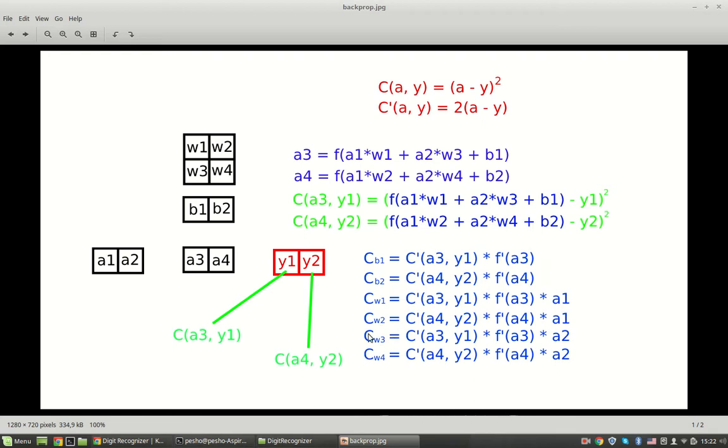Take a look at W3 now. Okay, W3 is right here. Outermost layer, cost function. Next layer, sigmoid function at A3. And then the coefficient in front of W3, which is A2. So that's the partial derivative with respect to W3. And now W4, once again, first we have the cost function with A4 and Y2 as arguments. Then we have the sigmoid function at A4. And then we have the coefficient in front of W4, which is A2. So that's pretty much what we're going to do. We just have to implement it.